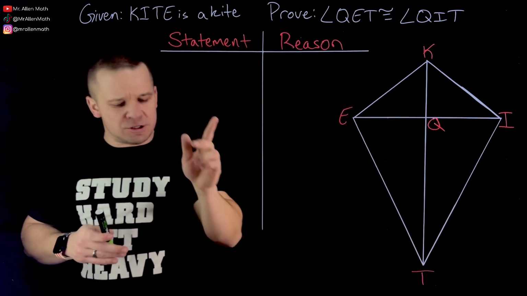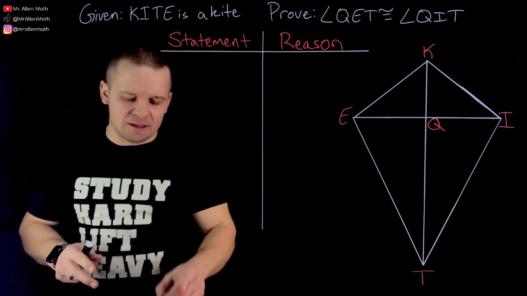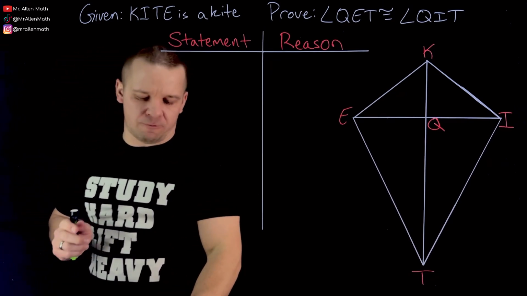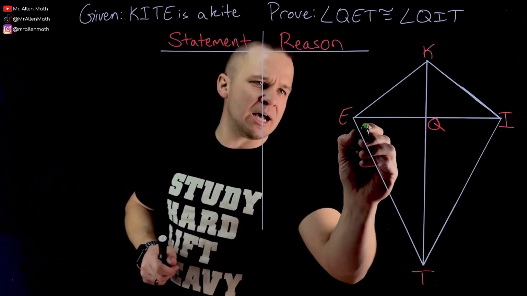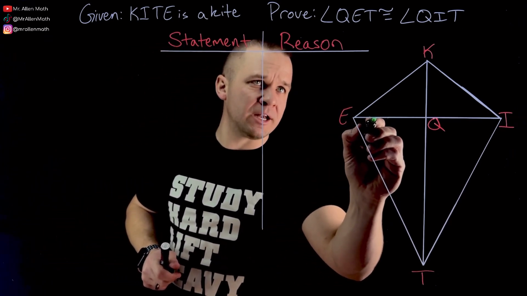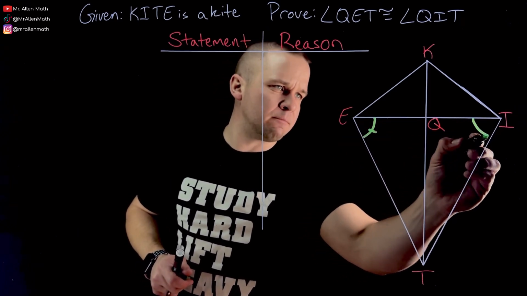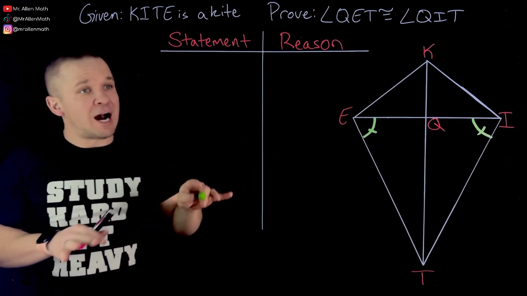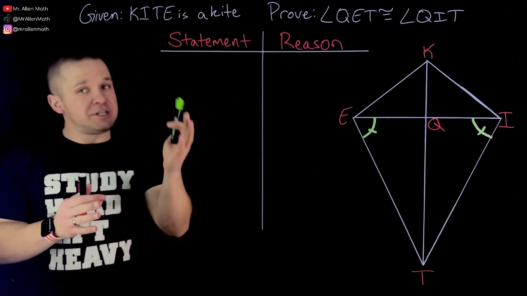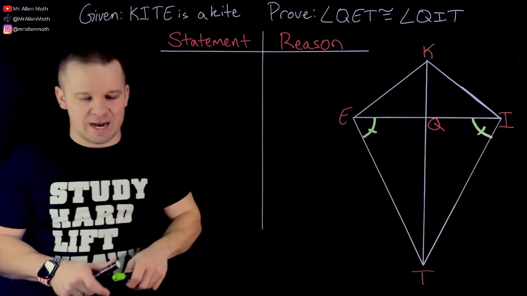Now, what I like to do oftentimes is get one color that reminds me, hey, this is what I'm looking for. I'll do green for that, so it stands out. I want to prove that QET and QIT are congruent. I don't have that marked yet. I did mark my diagram, but with a different color that says, hey, I don't have this, this is what I want, so I have my goals in mind.